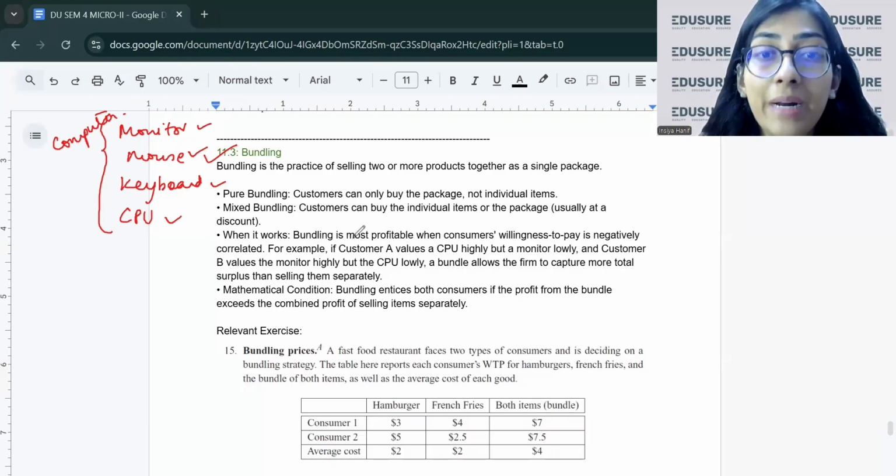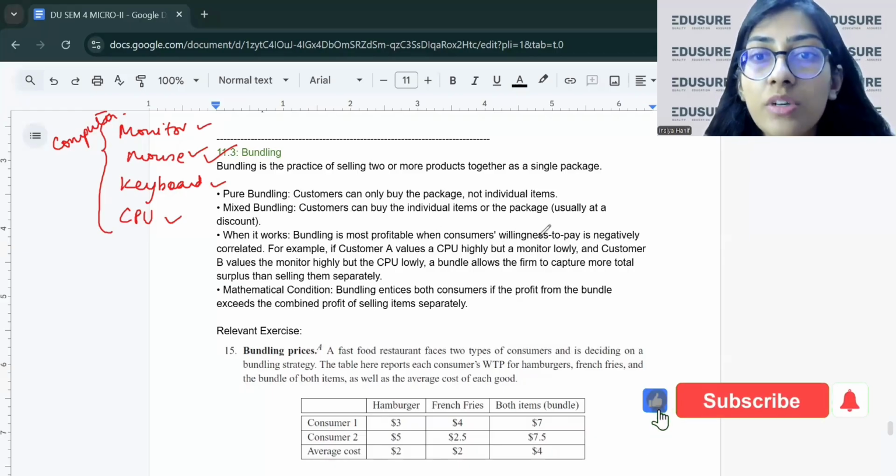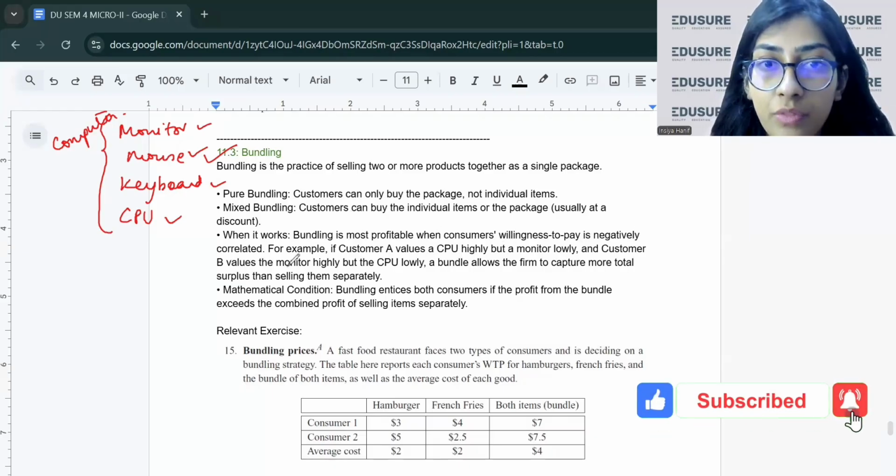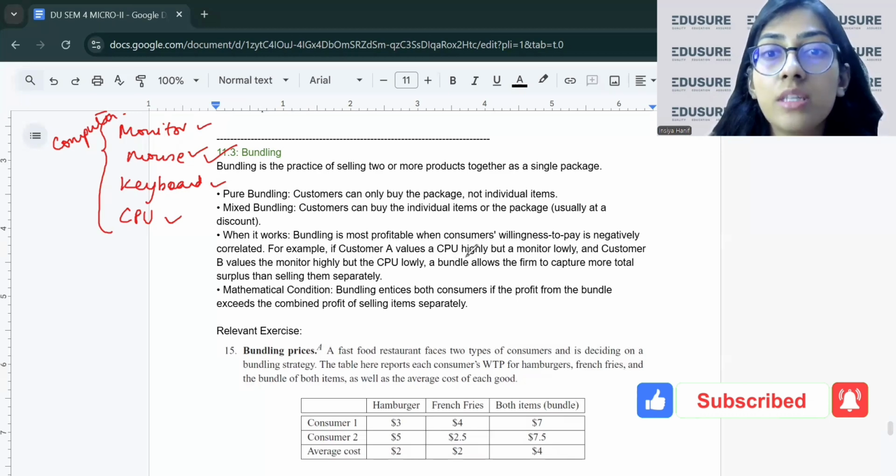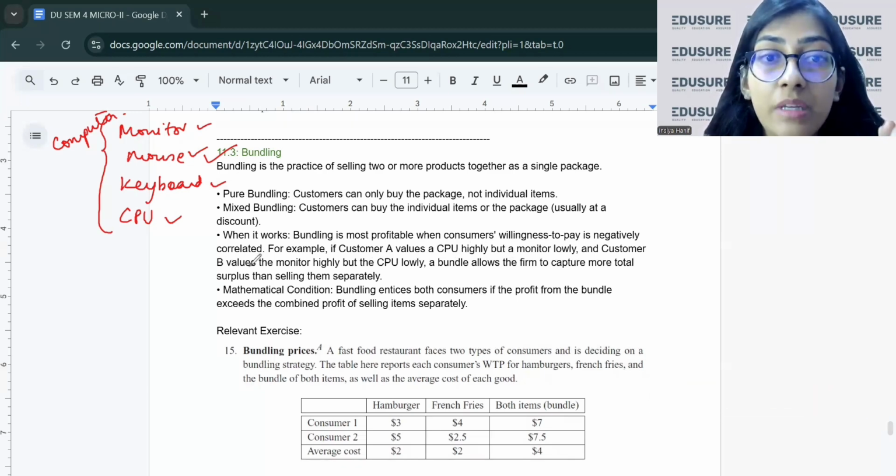Now when it works, bundling is the most profitable when consumers' willingness to pay is negatively correlated. Okay. For example, if customer A values a CPU highly but a monitor lowly, and customer B values the monitor highly but the CPU lowly, a bundle allows the firm to capture more total surplus than selling them separately. Okay. तो इसका जो mathematical condition है, that is, bundling entices both consumers if the profit from the bundle exceeds the combined profit of selling items separately. Okay. So तभी bundling makes sense.